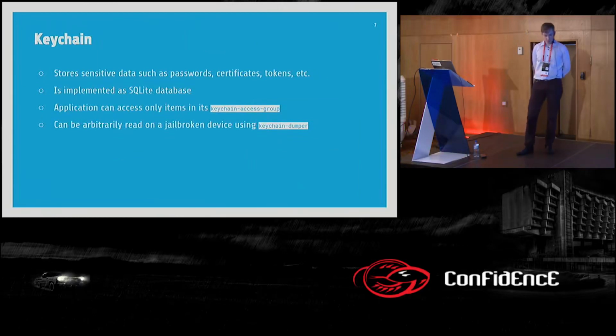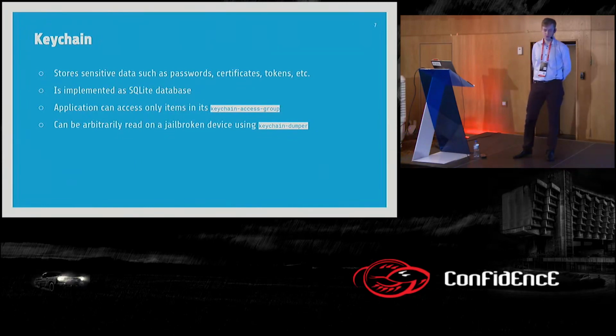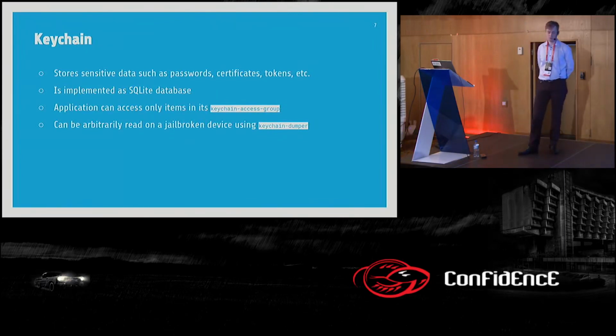Okay, and keychain. What is keychain? Keychain is also a security feature. It's basically a SQLite database which stores all sensitive information like passwords and tokens. Applications can read the items in the keychain only for the same keychain access group. So two applications can share items, but they must belong to the same access group. And worth mentioning, obviously, keychain can be read on a jailbroken device, so it can be fully dumped with ready-made tools.